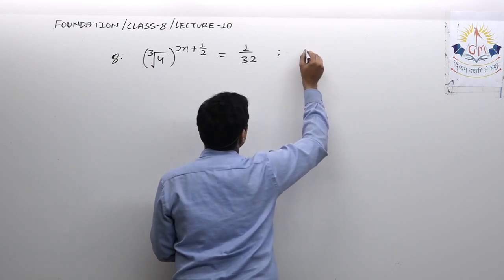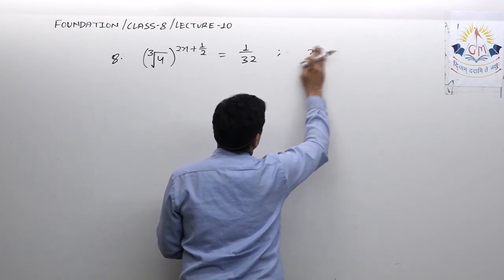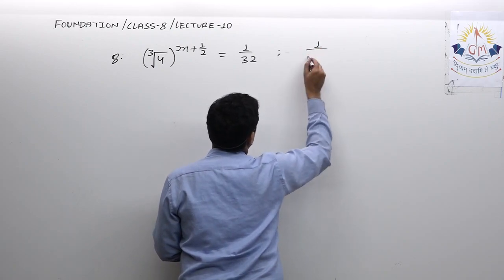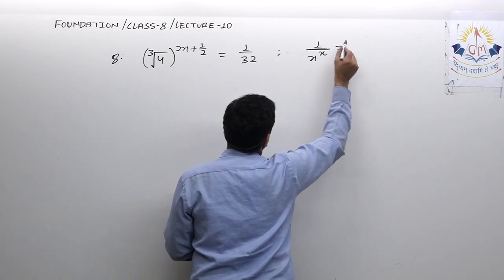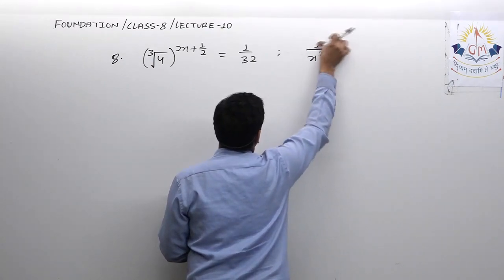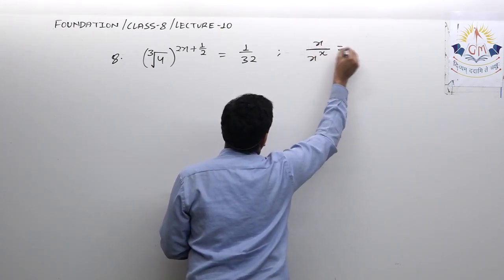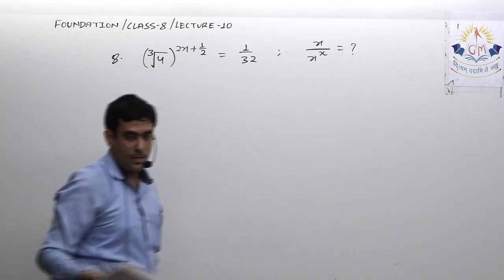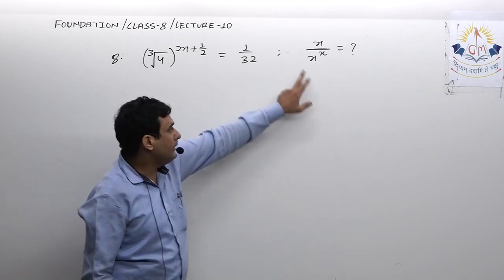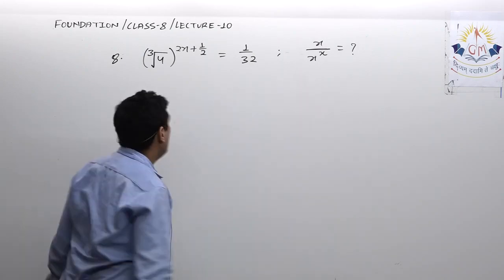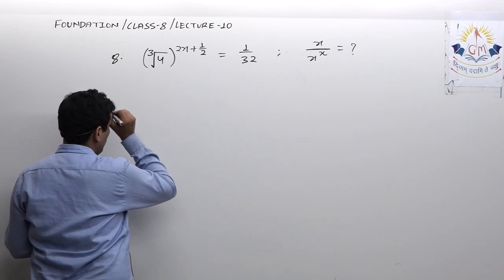Then find the value of x upon x raised to x. Okay, that you have to find. So ultimately we need x, then only it is possible to get this value. So let us see how to solve this.